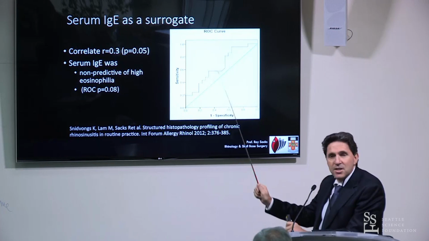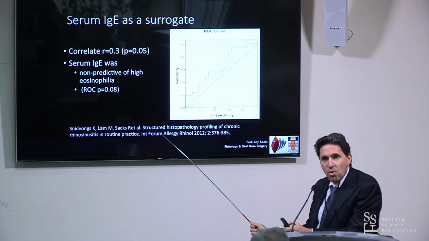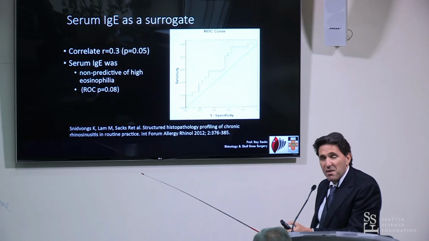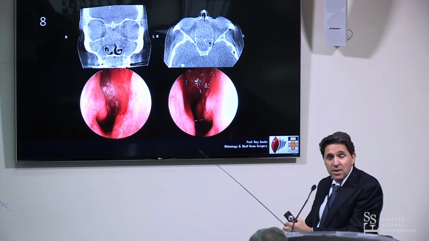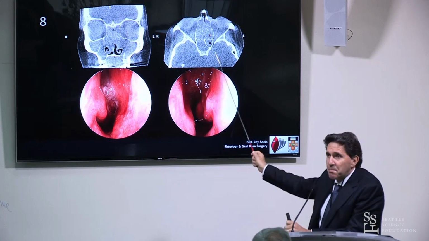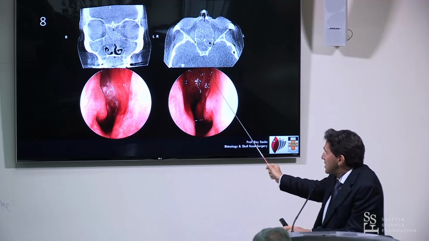Serum IgE is not a predictor of high eosinophilia at all, and in fact, it's not even actually a very good indicator of allergy either. So serum eosinophilia is not a good case. This is the typical case that is referred to us in our practices.